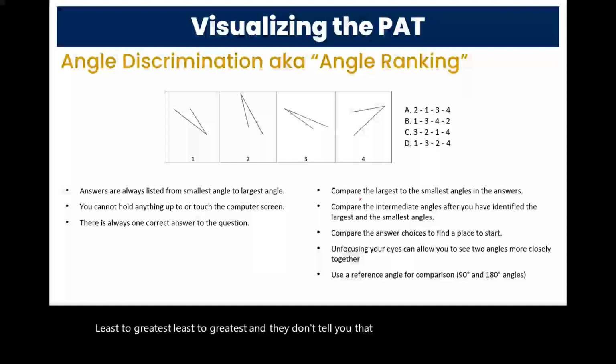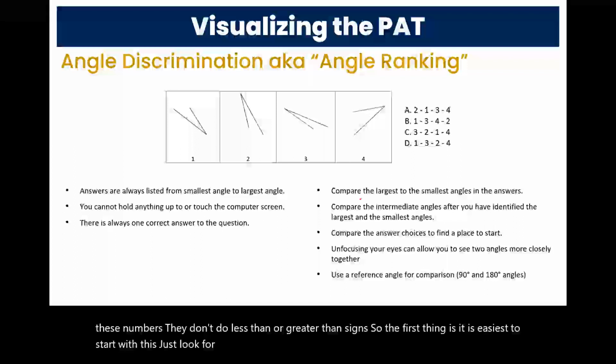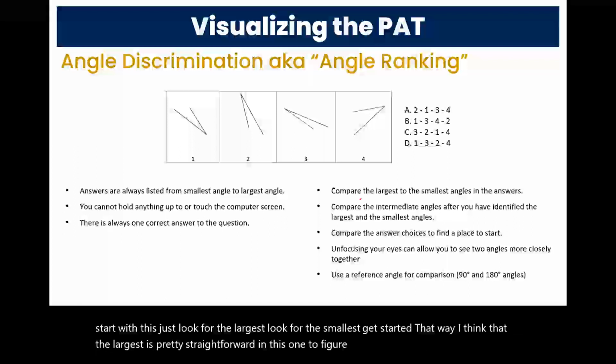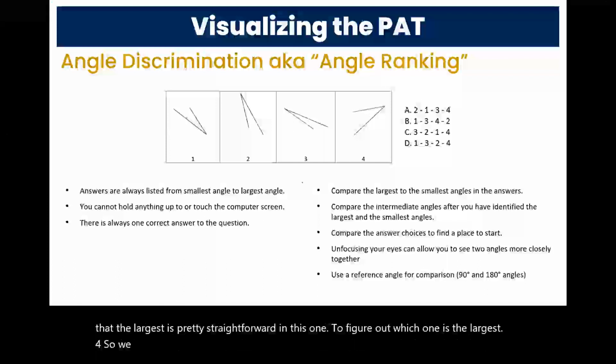They give you these numbers. They don't do less than or greater than signs. So the first thing that is easiest to start with is just look for the largest, look for the smallest. Get started that way. I think the largest is pretty straightforward in this one to figure out. Which one's the largest? 4. So we can get rid of which answer choice? That means B is out. Just get rid of that puppy.